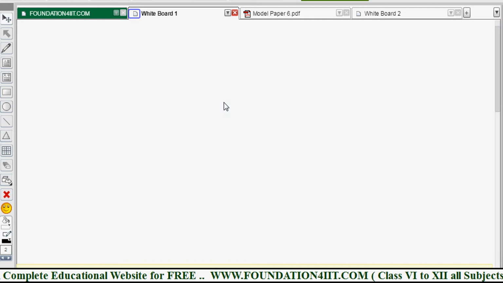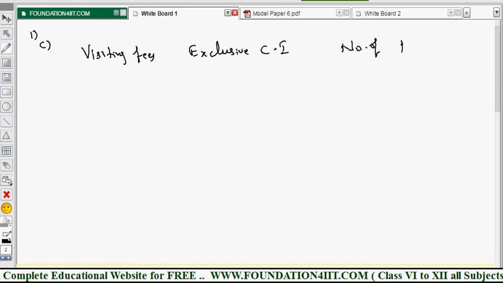If you convert into the exclusive case, the table: visiting fees is given. We need to write the exclusive class interval, and the number of dentists is the frequency. Number of dentists is f. This is a class interval. Let me take the table for this.